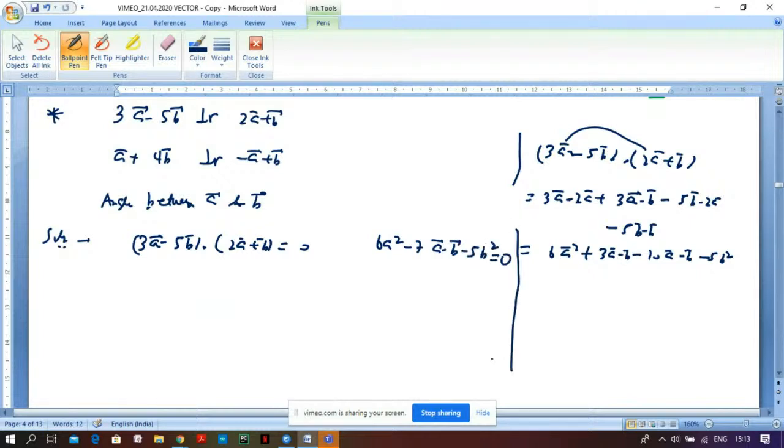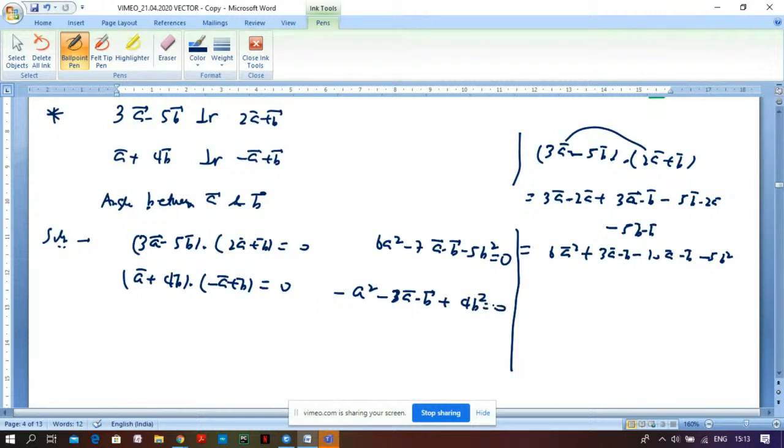This is equation 1. Similarly, (a plus 4b) dot (minus a plus b) is 0 because these are perpendicular. That will give you minus a squared, then the a dot b coefficient is 1 from here and minus 4, so minus 3a dot b, and plus 4b squared is 0.